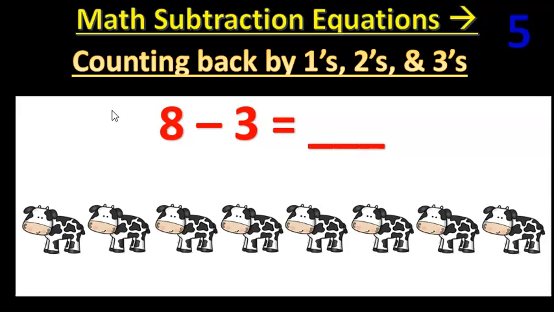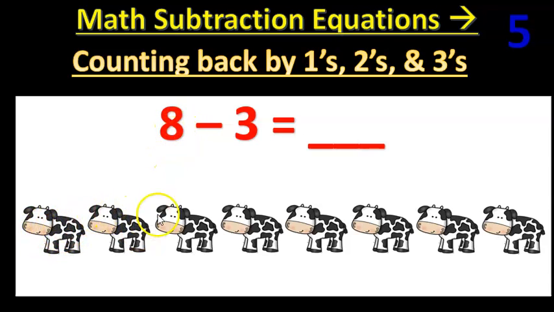Now, boys and girls, we have here a subtraction equation. Let's read it together. 8 minus 3 equals blank. Let's read it again. 8 minus 3 equals blank. Now, boys and girls, this is a subtraction equation. You know that subtraction means we take away, we minus, okay? Now, 8 is up front right here.